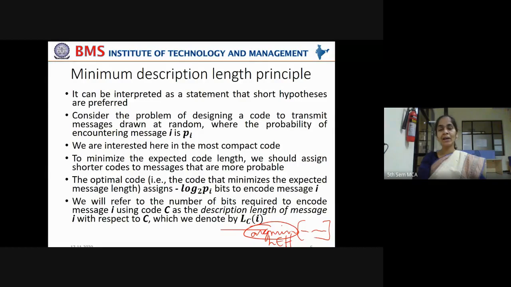Simple hypotheses are preferred. Now consider the problem of designing a code to transmit messages drawn at random, where the probability of encountering message i is Pi. Understand carefully. Now let us consider a simple problem. Say in olden days they used to send telegrams, right? For that they used to use Morse code. Rather than sending the text, they used Morse code, where for each letter there are some specified number of dots.